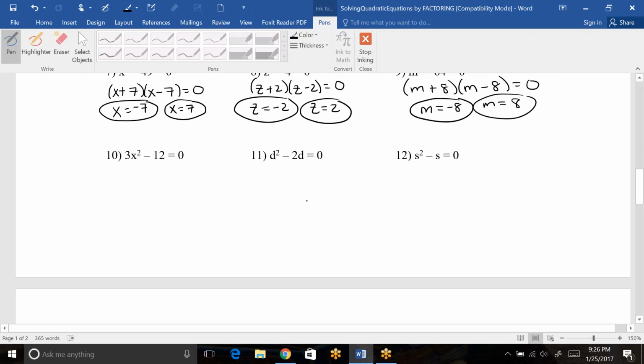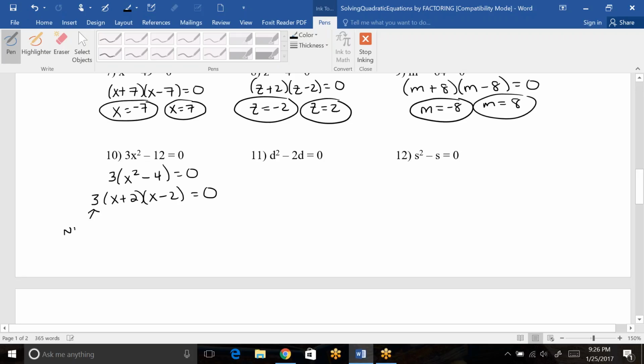Now 10, 11, and 12 are not perfect squares right away. First of all, you have to look at them and say, well, 12 is not a perfect square and 3 is not a perfect square. But if you remember that you have to pull out GCFs, if you pull a 3 out of this pair, you are left behind with a perfect square. That would factor into x plus 2, x minus 2, and we have our equal to 0.